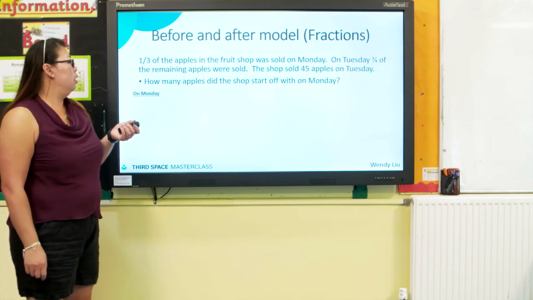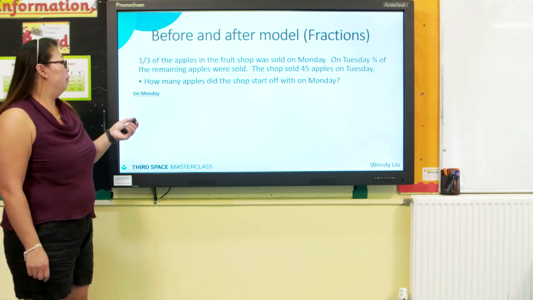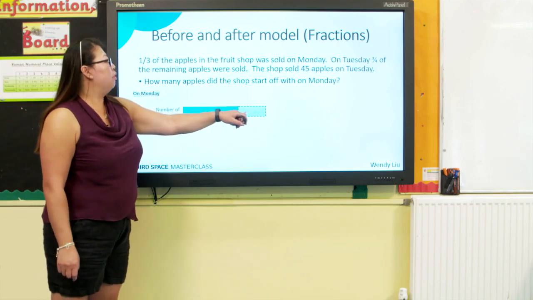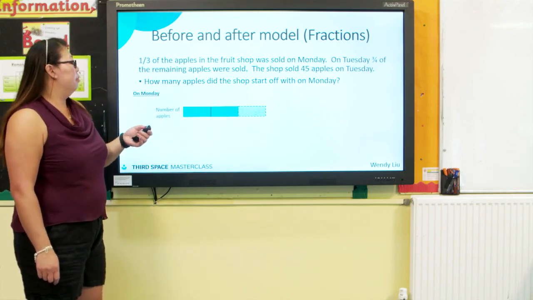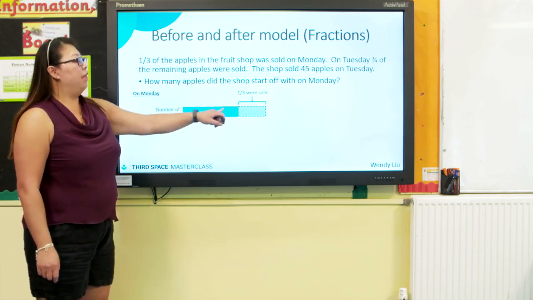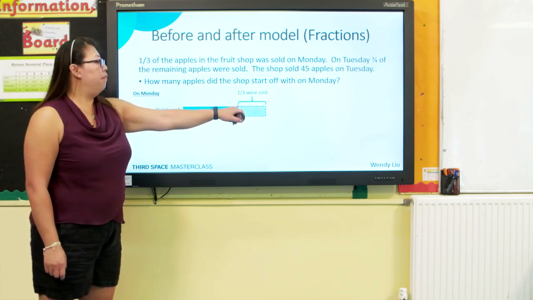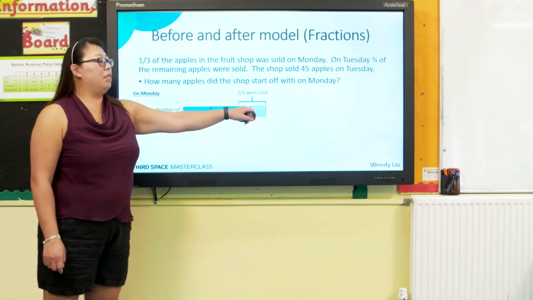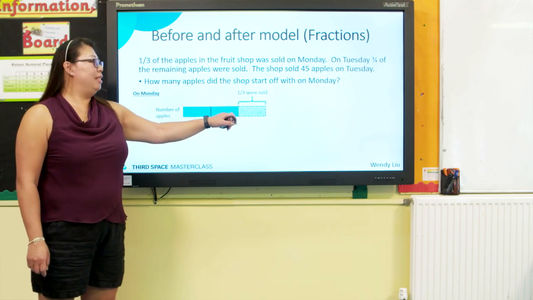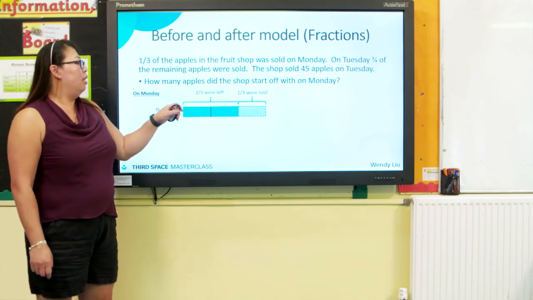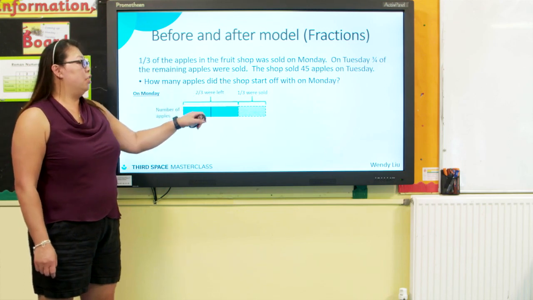So we model on Monday. The shop had this amount of apples. We know that 1/3 of the apples were sold. Now, I've put it in dotted lines because I'd like to remind myself that this part doesn't exist anymore after the apples were sold. And I also know that there were 2/3 left.